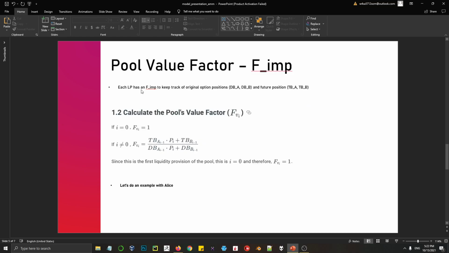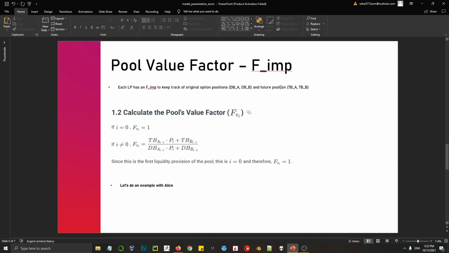So as an example, let's do a more concrete formula. How does it work? Each LP has a FIMP to keep track of the original position. In this case, the original positions are DBA and DBB. You can think of them as the debt balance A, which is the debt balance of options, and the debt balance B, the debt balance of stablecoins. So in our previous example, let's say 100 Ethereum options and 50,000 stablecoins.